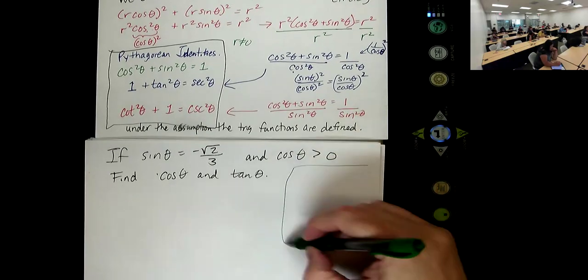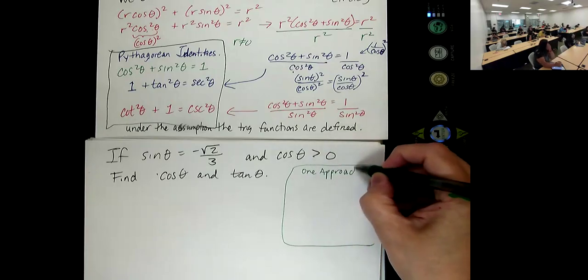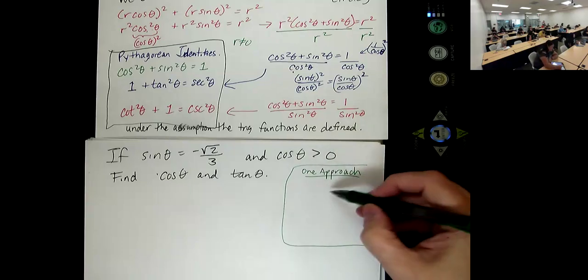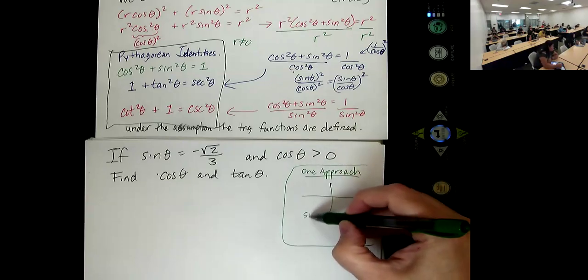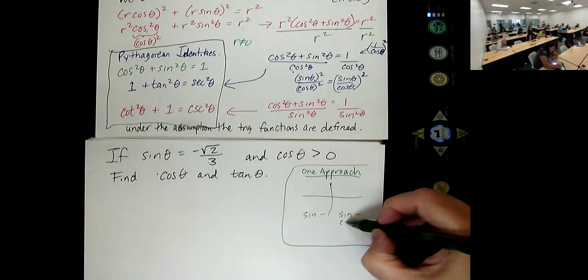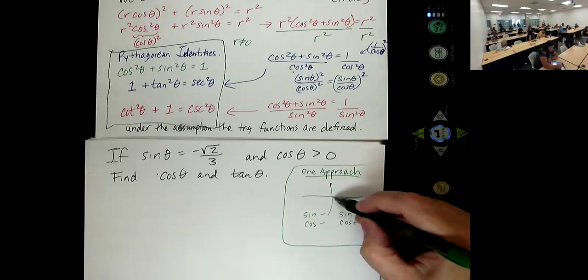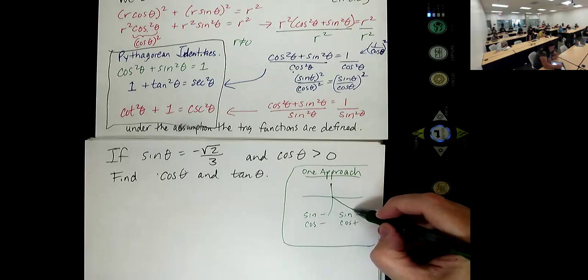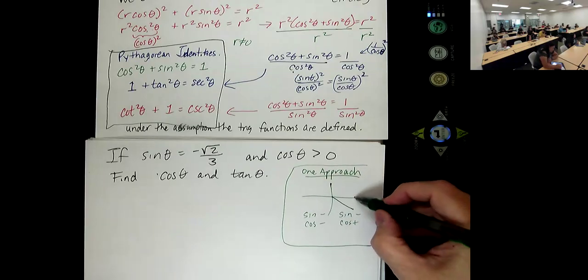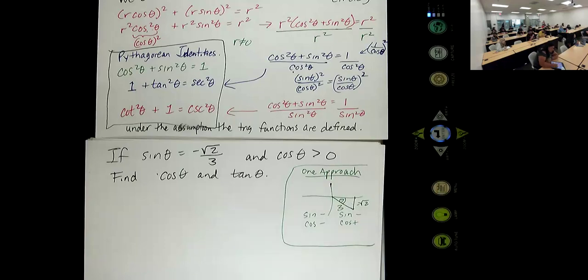One approach, and we're not doing it this way because we already did it. We can say, okay, well, sine is negative down here and sine is negative down here. But cosine's positive over here and cosine's negative over here. So we must be in this quadrant. Which means the y is the square root of 2, negative, and r is 3. And we could go that way. We could figure out what x is and stuff like that.